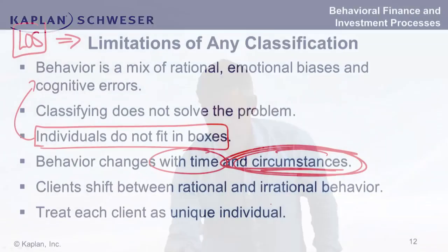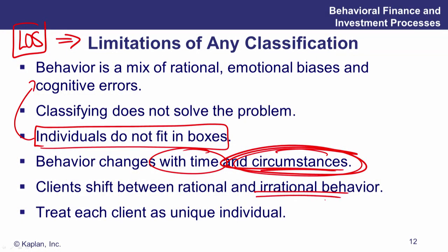The other thing is that they can shift their behaviour between rational and irrational. And certainly when you ask questionnaires to try and classify your investor into one of these boxes, like I mentioned earlier on, the temptation for certain people might be to give the answer they think the investment advisor wants to hear, rather than give the true answer, which reveals their personality. So these are all problems with these systems.